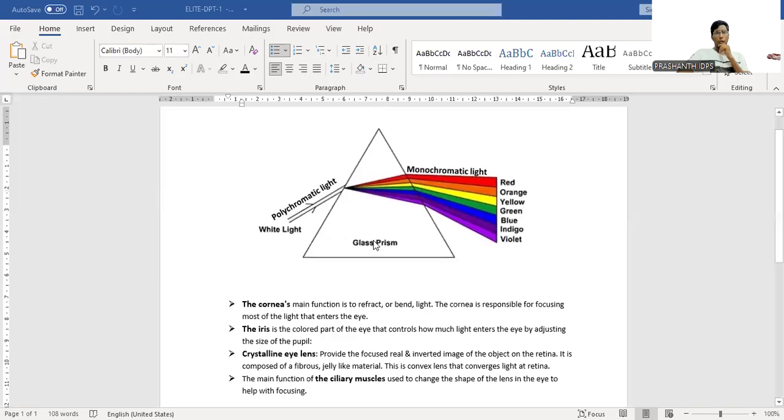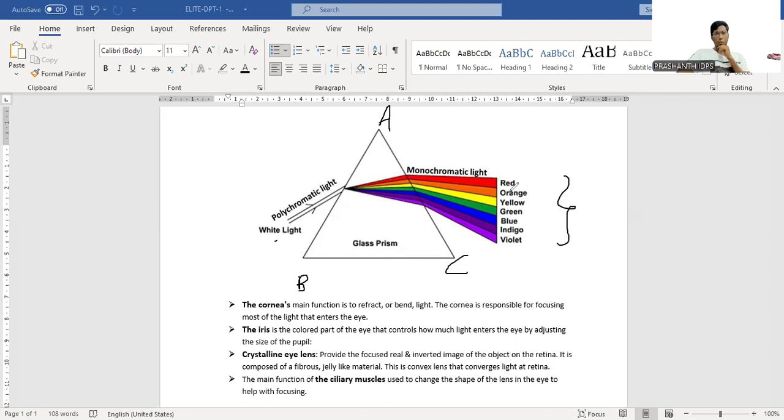Let us see this diagram. Here, let us consider this same as ABC. Now the white light is passing through the prism. After entering into the prism, this white light is dispersed into a total of 7 colors.